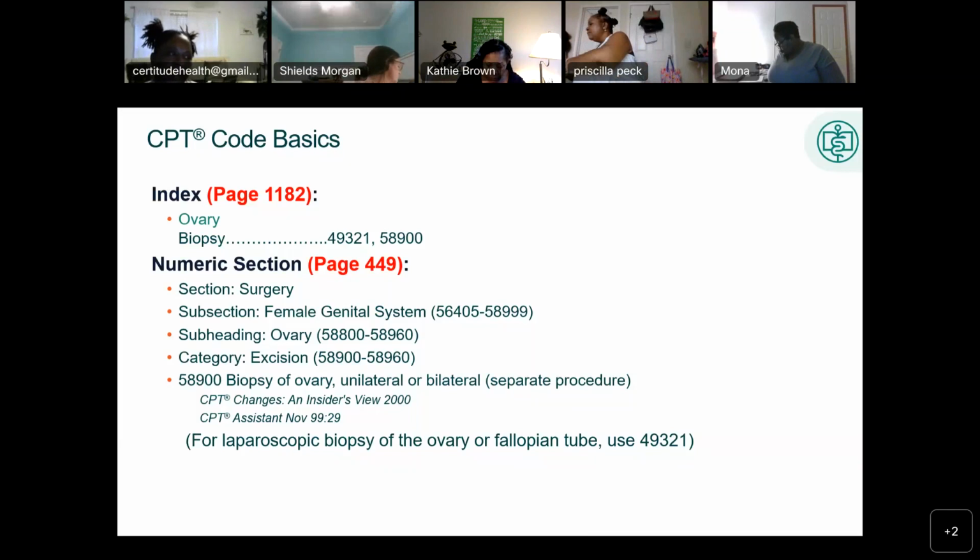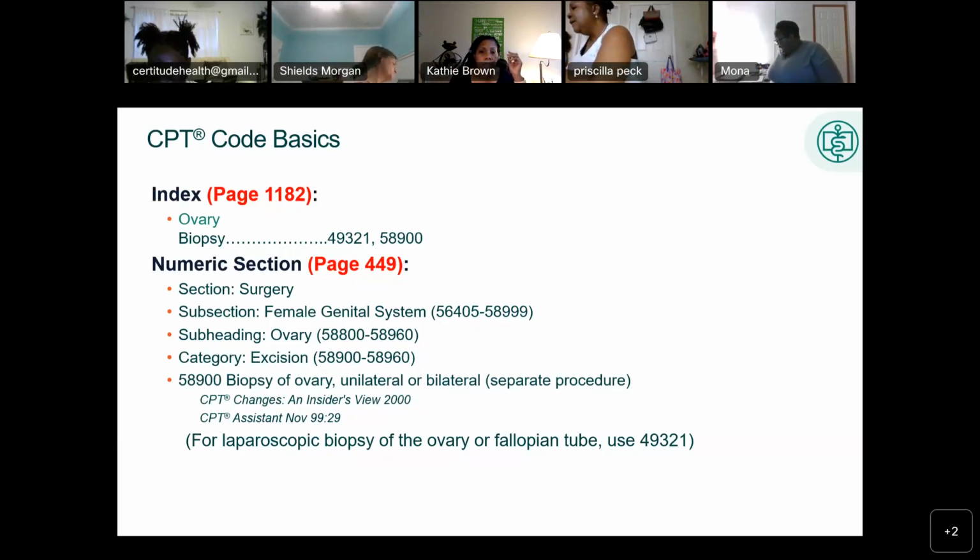Now let's look at 58900, because we have to determine which of those two codes would be the most appropriate. Is there a good way to find this? Just by looking at the numbers at the top of the page, the numbers in the top right, or just how the codes are sequenced. That's going to be the best way. But of course, this being your first night, you're not going to be familiar with the book right away.